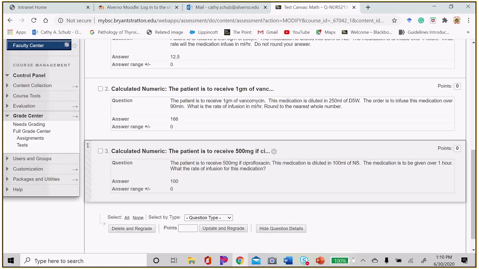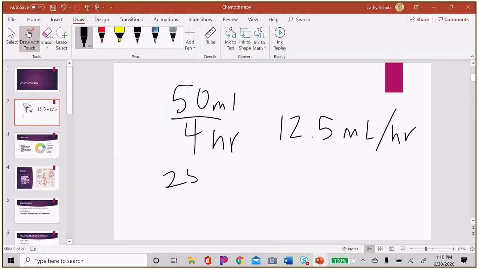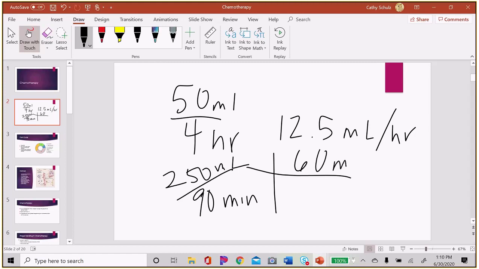The next one, the patient is getting a gram of vancomycin diluted into 250 milliliters of D5W. Again, we're only worried that we got a bag that looks like fluid. There's medicine in it, we can't tell. It was mixed beforehand. We have to infuse this medication over 90 minutes. What is the rate, rounded to the nearest whole number? So I have to give 250 milliliters over 90 minutes. This is milliliters over minutes, and I need to get to milliliters an hour, so I have to convert my minutes to hours.